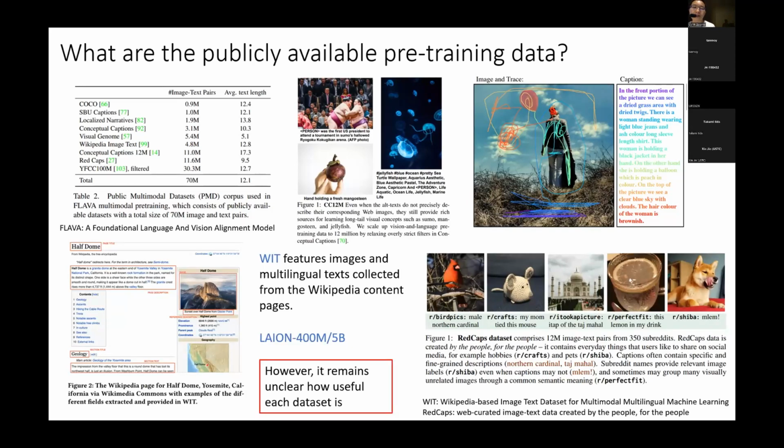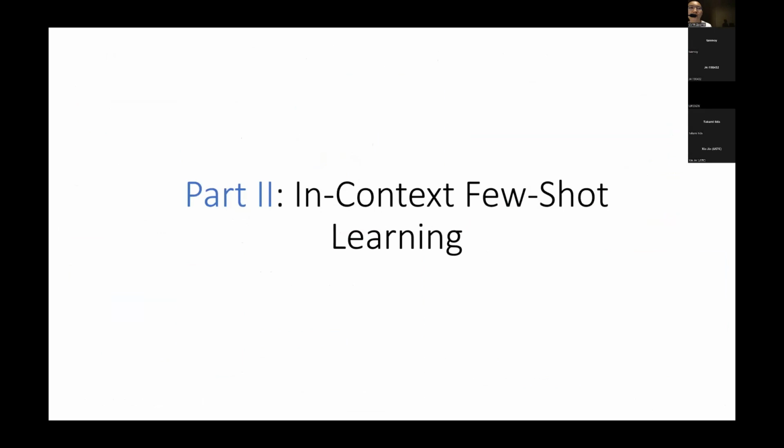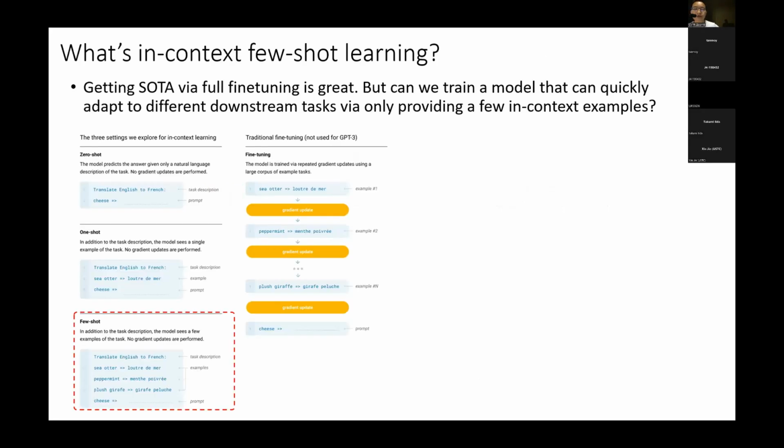However, it indeed remains unclear how useful each data set is, but at least it provides us the opportunity to use different data sets for pre-training. So with big models being introduced, I'm going to talk about in-context few-shot learning. If this is your first time hearing about in-context few-shot learning, then this is a very high-level introduction.